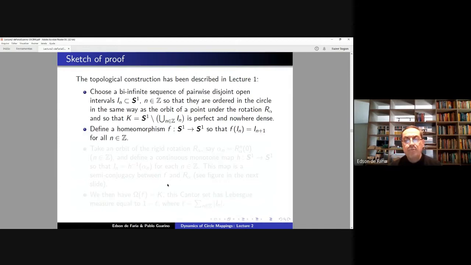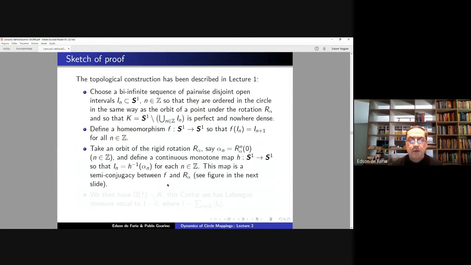Then you define a homeomorphism in such a way that this homeomorphism maps each interval I sub n into the next one in the sequence for all n in Z, okay? Homeomorphically, of course. And then just by continuity, you actually get a homeomorphism of the whole circle. And it's not difficult to see that it will have rotation number alpha by construction.